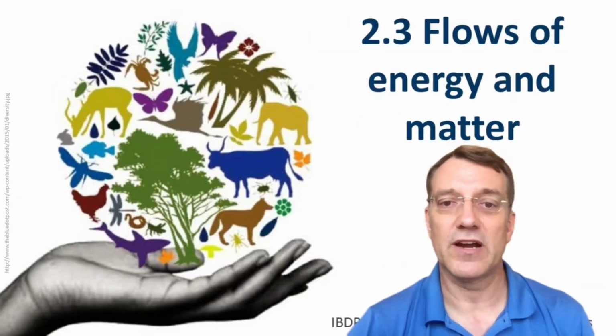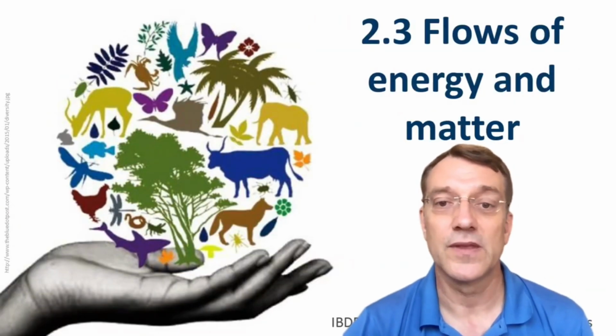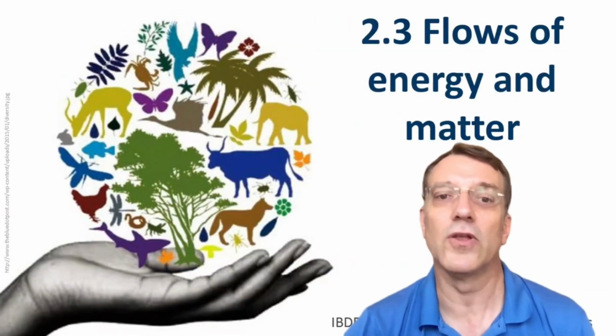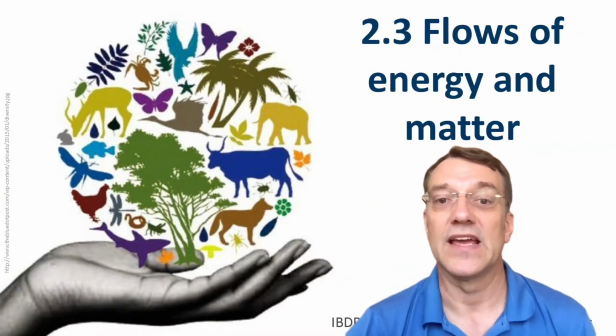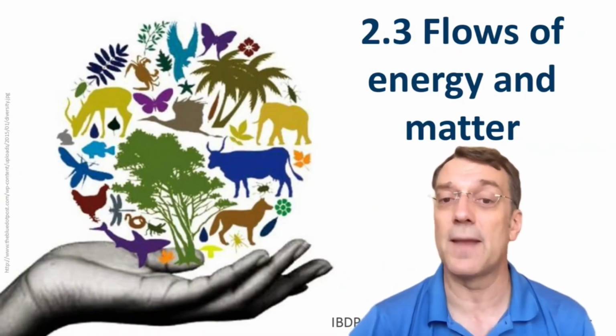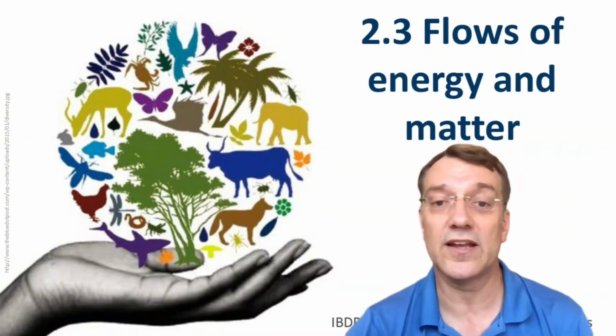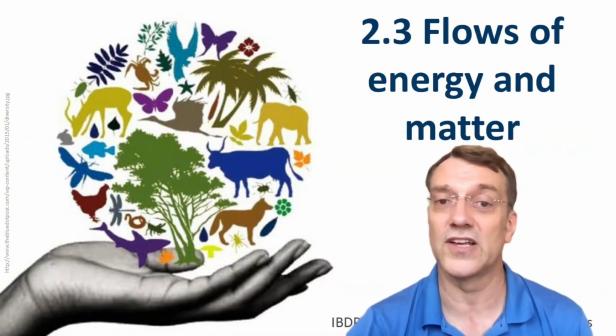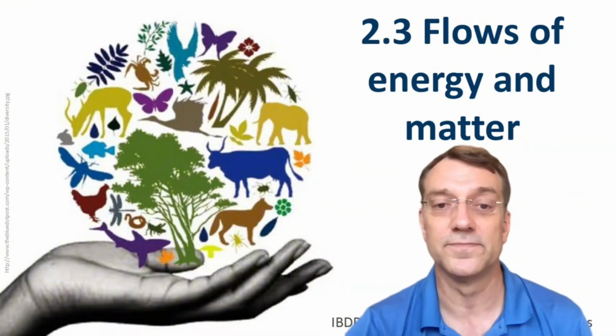Welcome to another IB Environmental Systems and Societies video. Today's topic is 2.3 flows of energy and matter. In this video, we're going to examine how ecosystems are linked through energy and matter flows and how human activities impact these vital processes. Let's get into it.